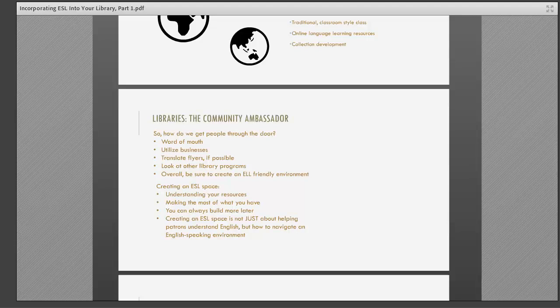Okay, understand your resources. Make the most of what you have. Really assess what you have. Again, I can assure you, you probably have more than you realize. And you can always build up these ESL resources later.